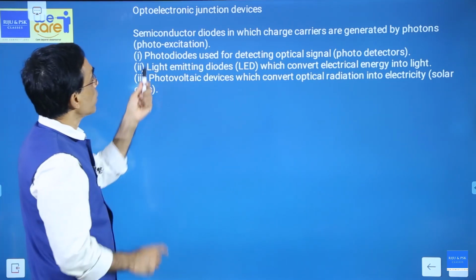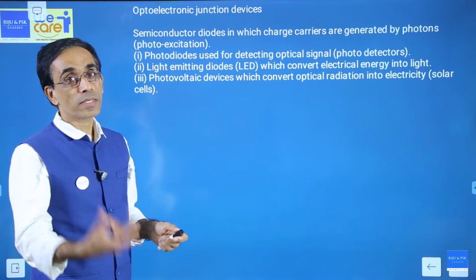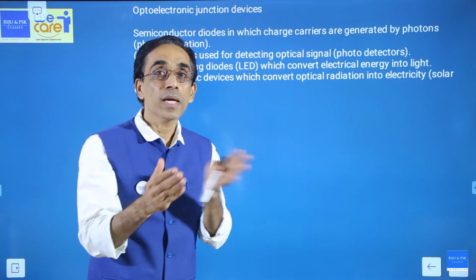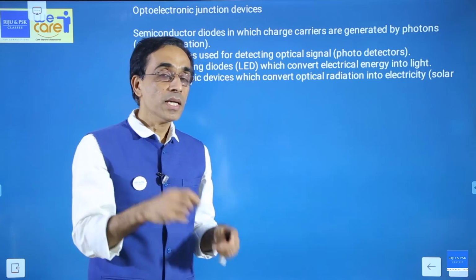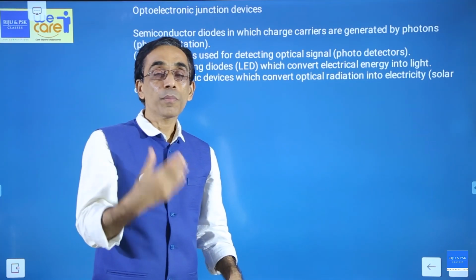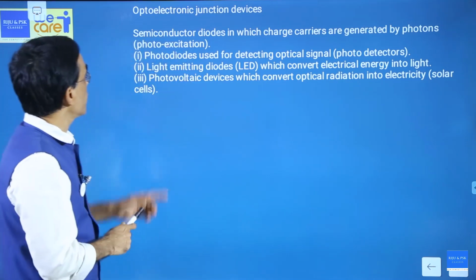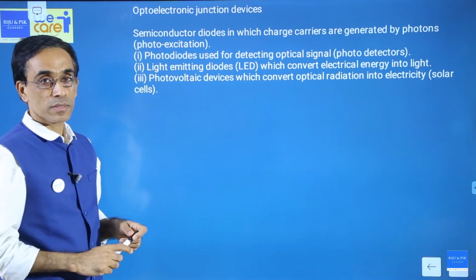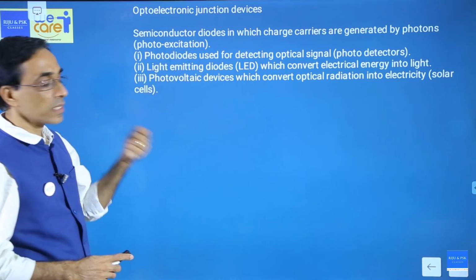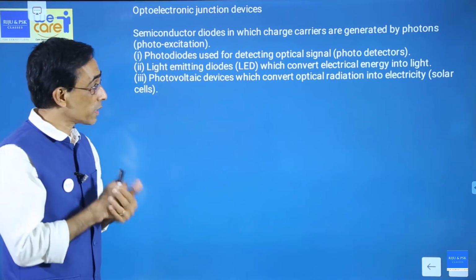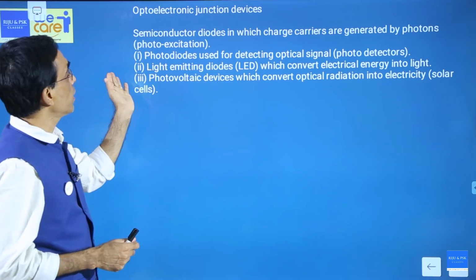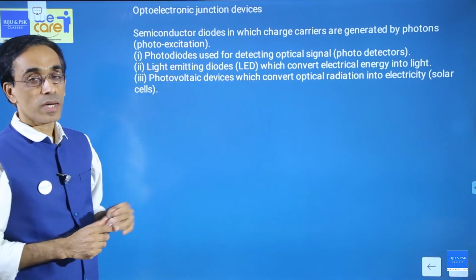All of them are based on photoexcitation. Photoexcitation means, as you studied, an electron hole pair can be created by giving energy. If this energy is given in the form of light, then it is called optical stimulation, photoexcitation. Semiconductor diodes in which charge carriers, means electron hole pairs, are generated by photons, by light, are called optoelectronic junction devices.